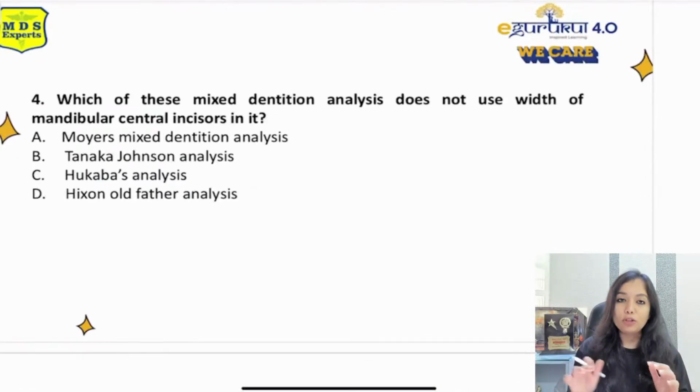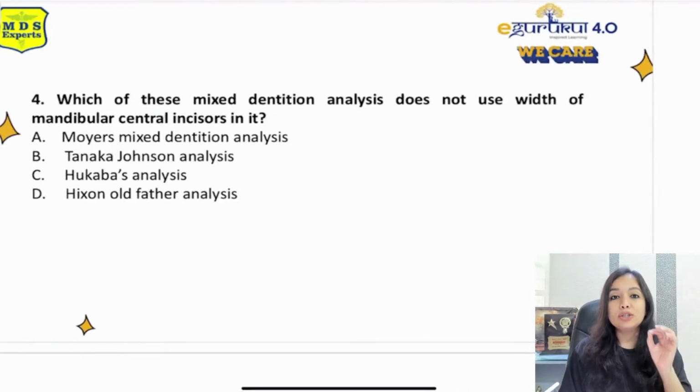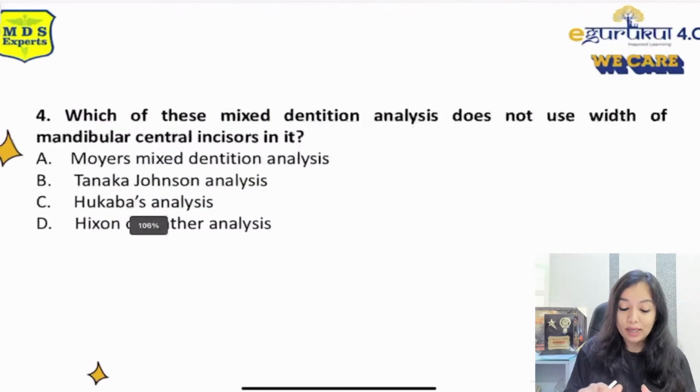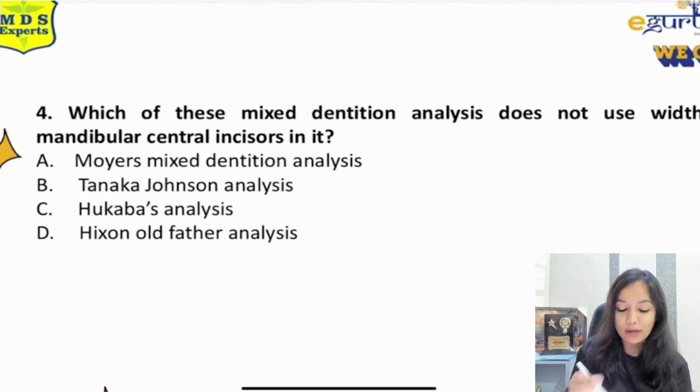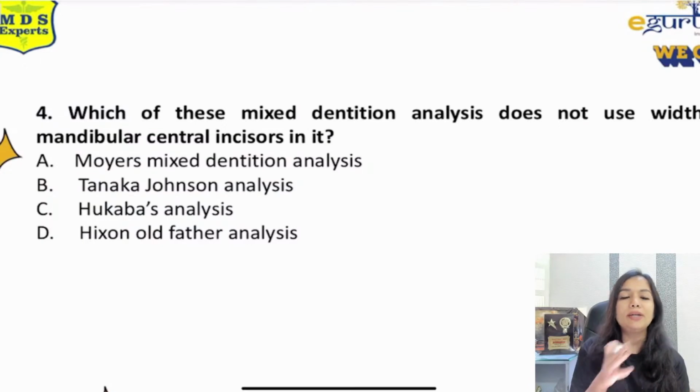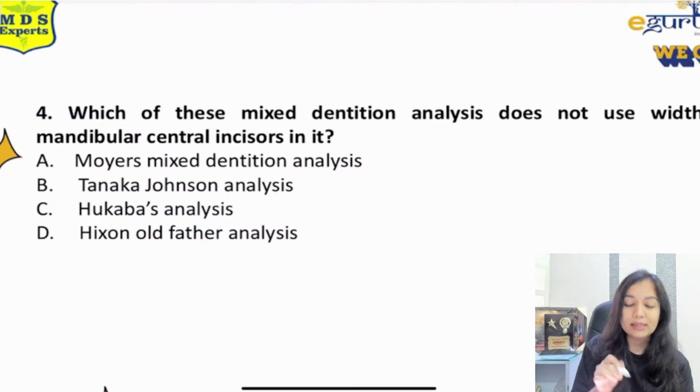Then come to the fourth question, that is, which of these mixed dentition analyses does not use the width of mandibular central incisors in it? Okay, so for this you need to know how these four analyses are done. Basically Moyers, though you read it very commonly, Moyers you'll read here also, in ortho also. So you need to know what are these three other mixed dentition analyses.